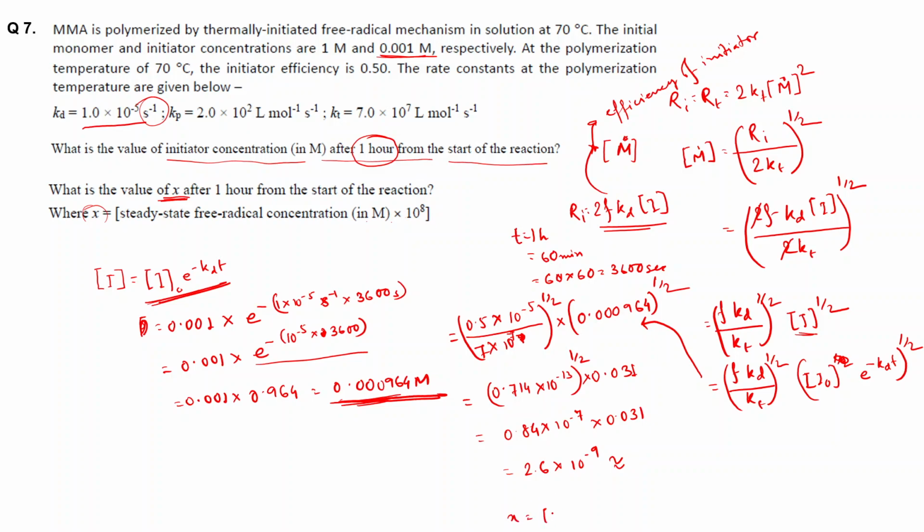So x is equal to the m dot concentration into 10 to the power 8. So 2.6 into 10 to the power minus 9 into 10 to the power 8 is equal to 0.26. It will be nearly this. Maybe there is a mistake in my calculation also, it can happen, but the actual concept is this. Basically you have to find this equation, put all these values in it, solve it, and you will get the answer.